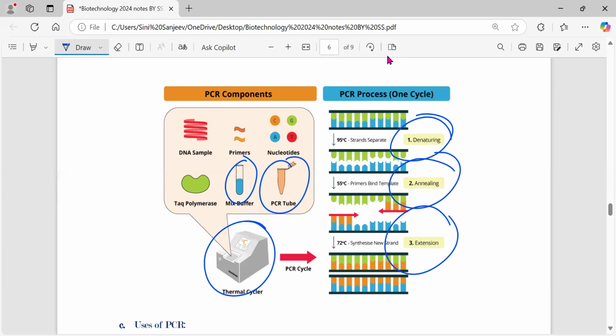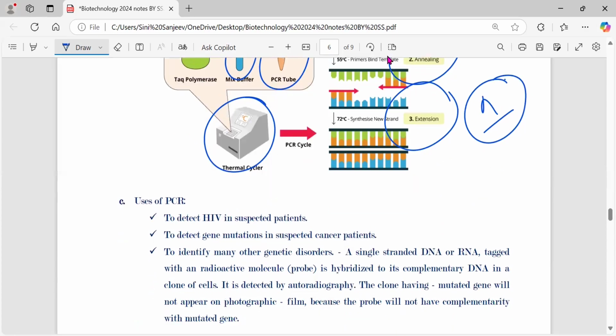Once you do this, if you started with just one sample, at the end of the process you get plenty of samples. That is the PCR process. Usually it is used to detect HIV in suspected patients, genetic mutations in cancer patients, or any genetic disorder, whether one or more than one. All these things you can detect by using the polymerase chain reaction.